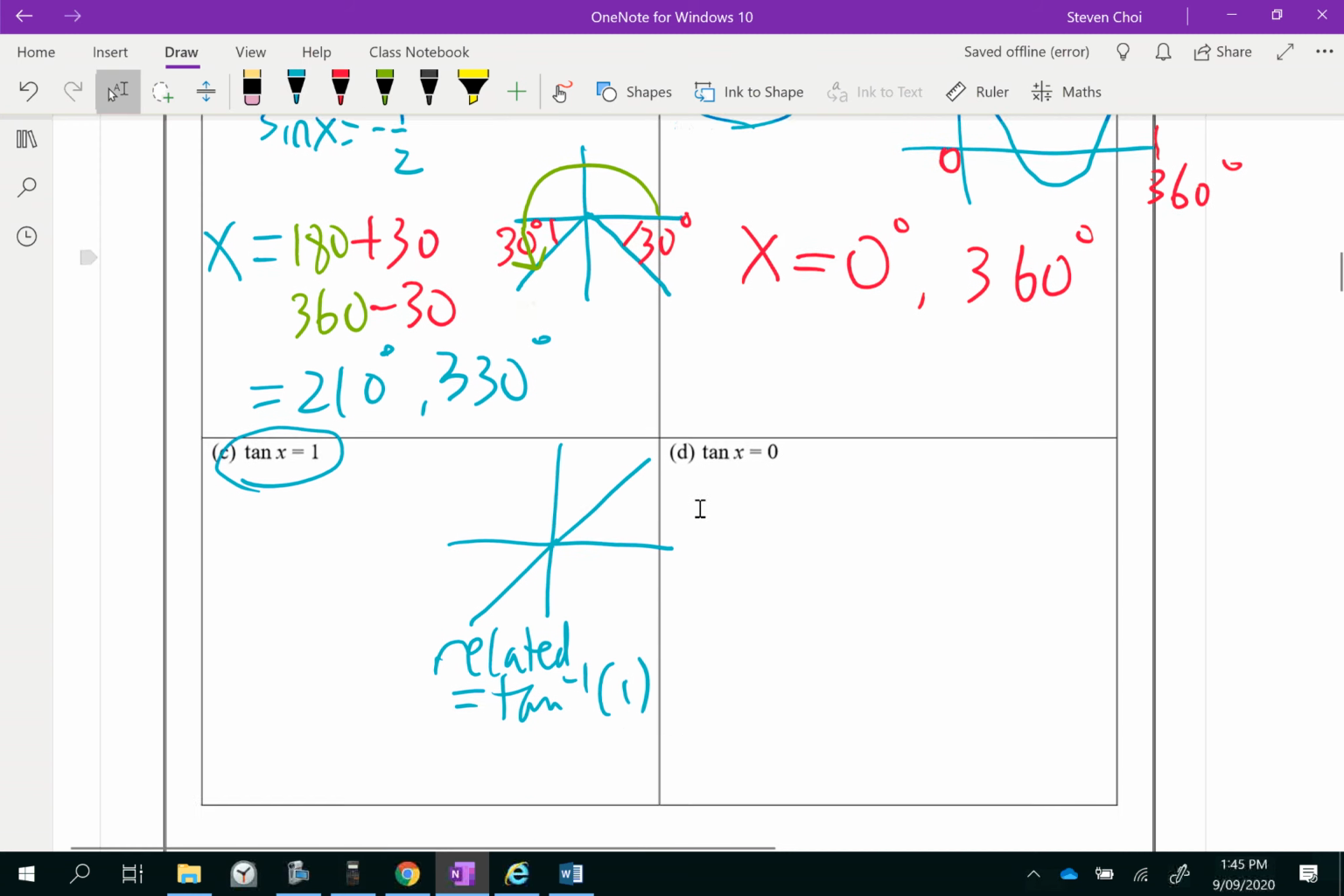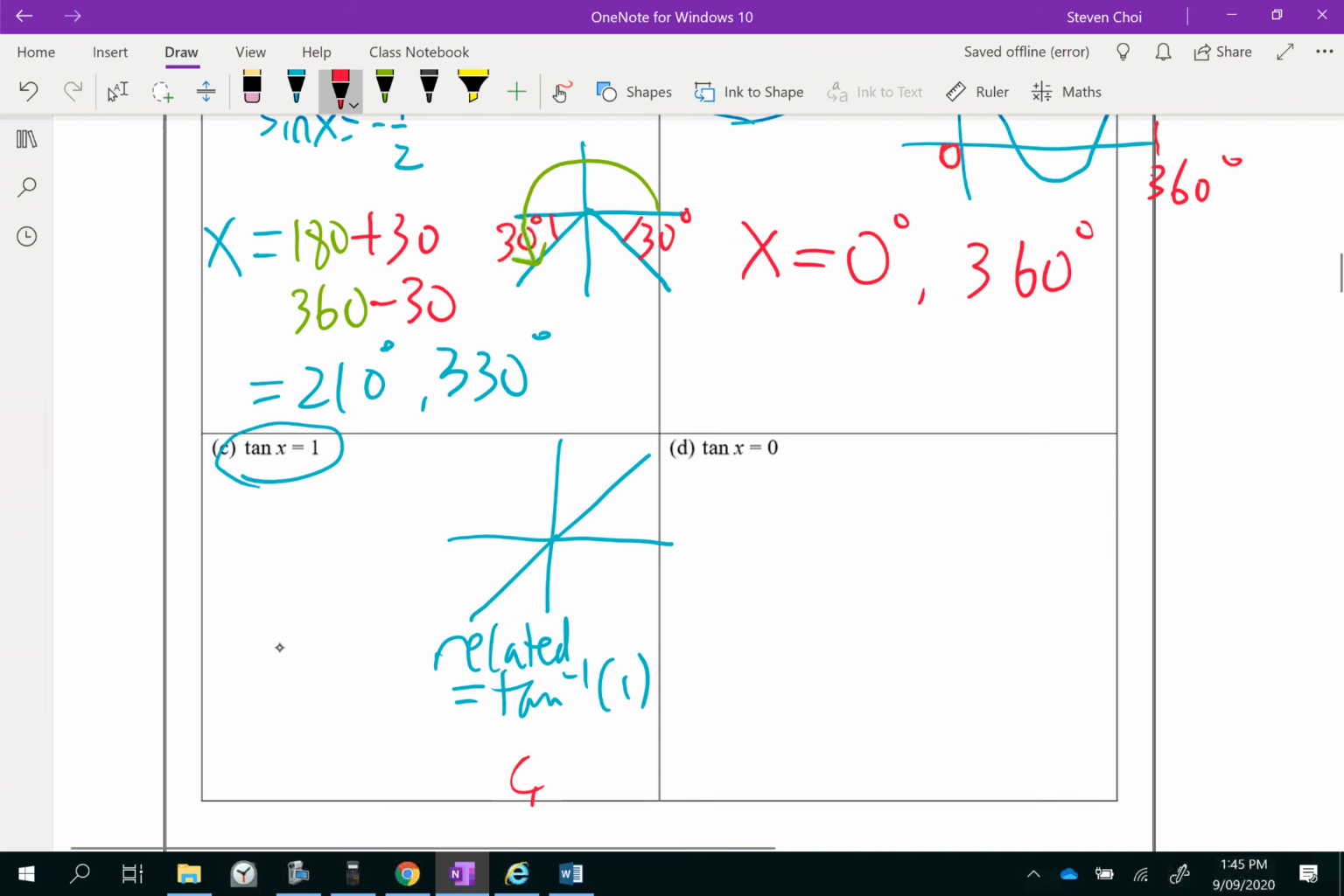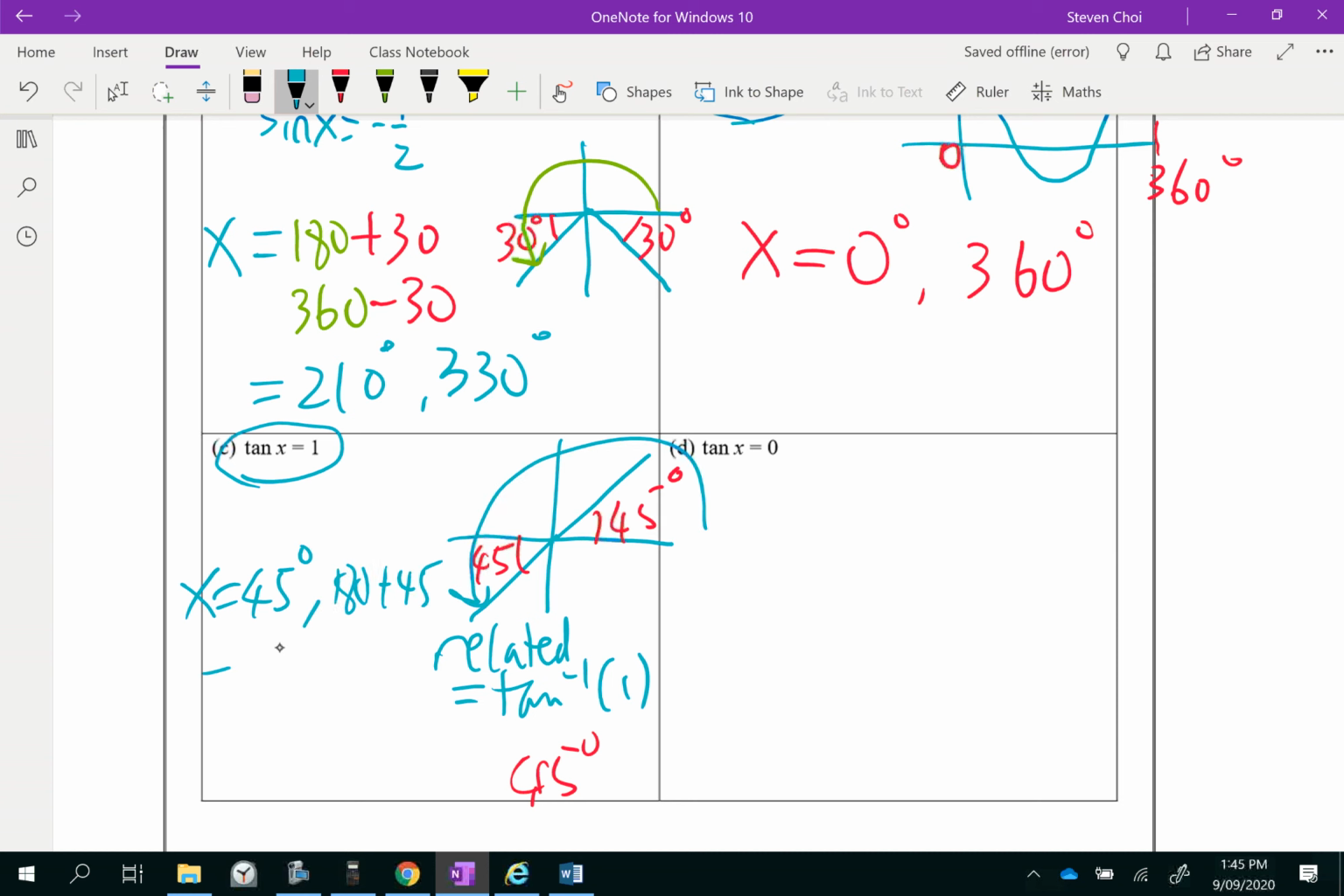And then use your calculator. So shift tan 1. And you will get 45 degrees. And you put 45 there, 45 here. And then you find x. X will be 45 degrees in the first quadrant, or in the third quadrant, you do 180 plus 45. So the answer will be 225 and 45.